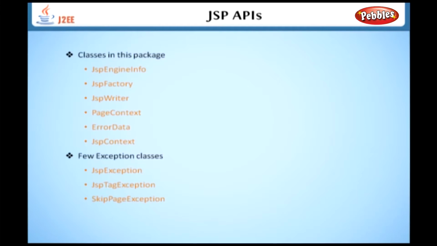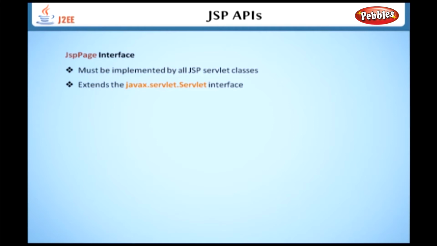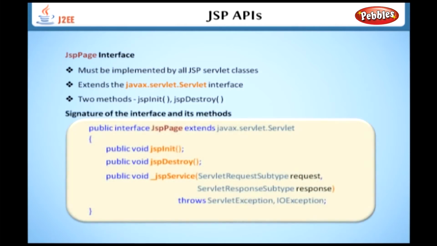Let's discuss in detail about the methods and classes in the interface. The JSP Page Interface. The JSP page is the interface that must be implemented by all JSP servlet classes, and this JSP page interface extends the javax.servlet.Servlet interface. The JSP page interface has two methods, jspInit and jspDestroy. Here is the signature of the interface and methods in interface.